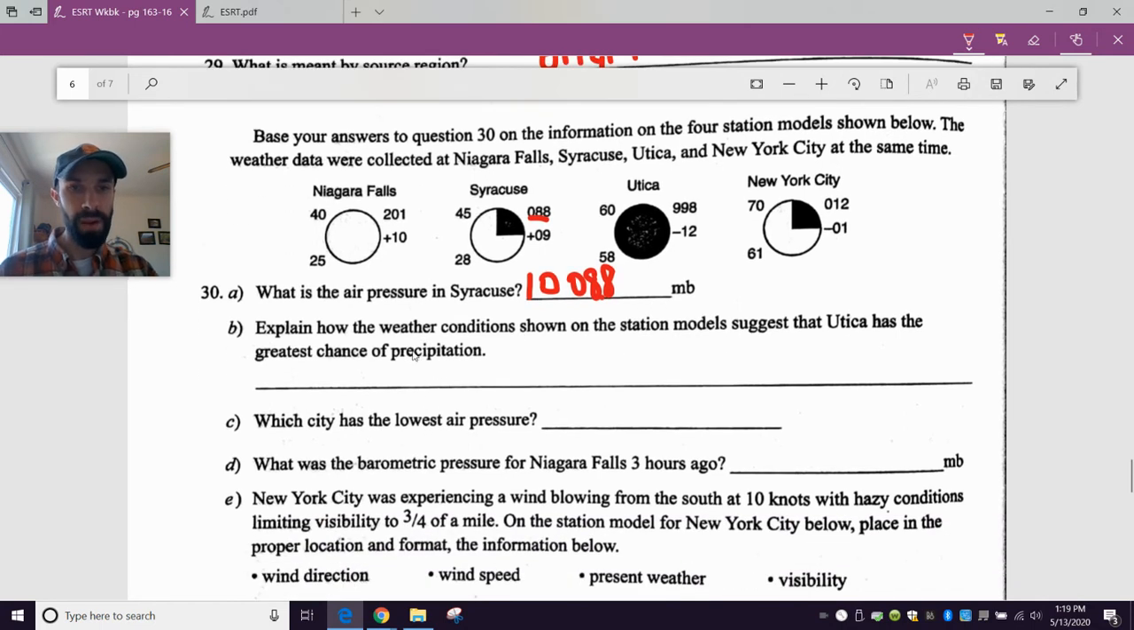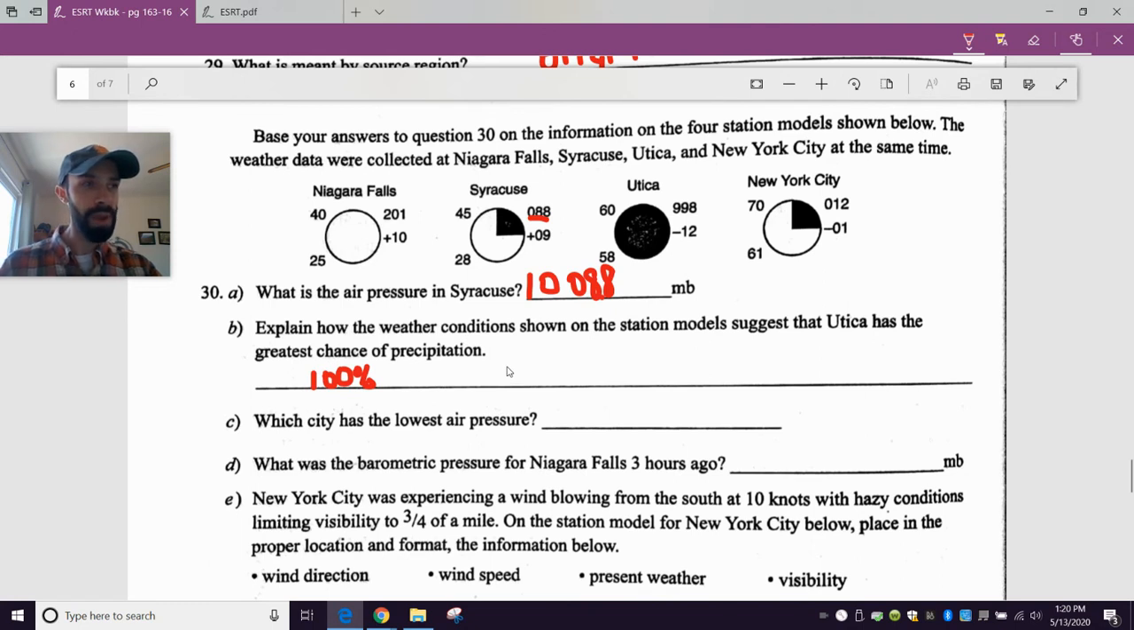Okay. Explain how the weather conditions shown on the station model suggest that Utica has the greatest chance of precipitation. You can say a lot of things here. Number one, 100% cloud cover. Okay, that's what I would write, 100% cloud cover. You could say that the humidity is really high because these two numbers are really close to each other. The temperature and dew point are really close. You could also say that the pressure is the lowest. It's 999.8. Okay, so the pressure is low. The temperature and dew point are close. The 100% cloud cover, whatever you want to write there, it's good.